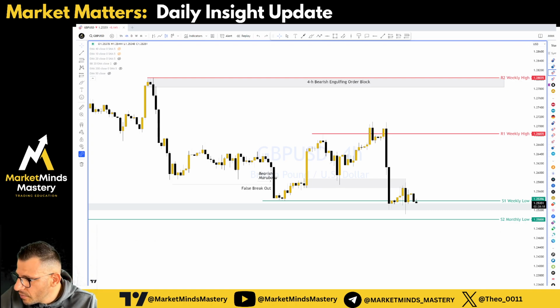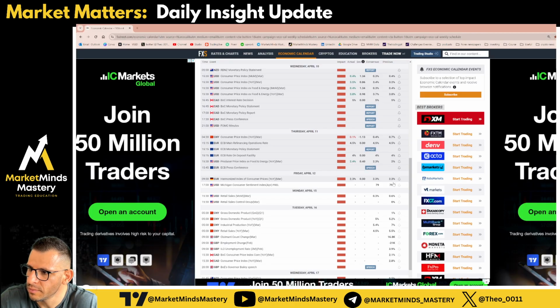Next one, let's check the news before we continue with the other currency pairs. Yesterday was Thursday. The European Central Bank reported their interest rates. They kept them unchanged at 4.5%, and the euro didn't really rally. Of course, the producer price index excluding food and energy in the US beat the expectations, and the US dollar appreciated.